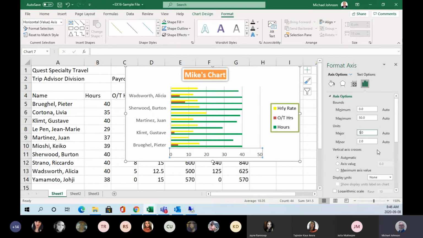Fantastic. And I'll press tab. And you notice it changes 0, 5, 10, 15. What if I made it 20? So let's make that 20 decimal. And I'll press tab. And now it's 0, 20, 40. So really, you have a lot of control here. I'm just going to put that back to 10 again.